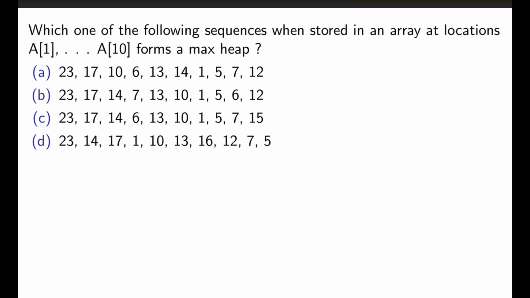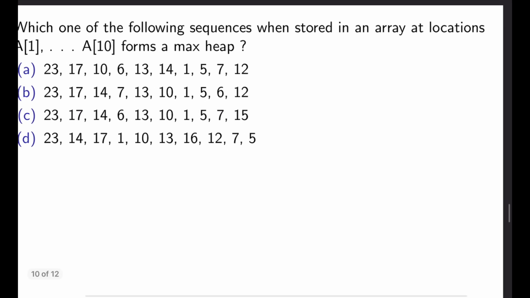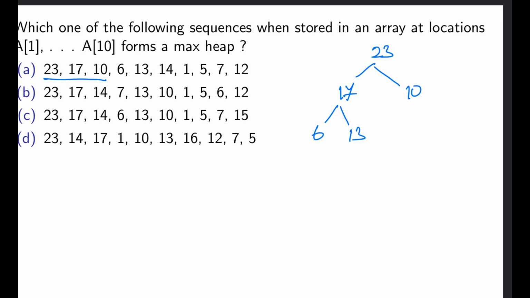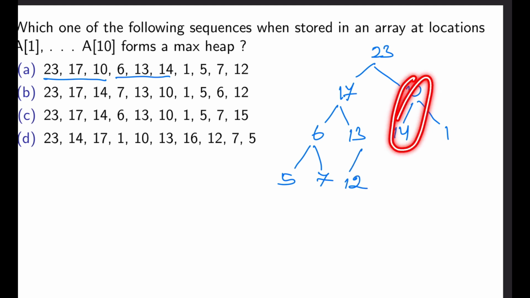First, draw this one. For option A: 23, 17, then 10, then 6, 13, 12, then 14. Here the property is already violated, but let me complete. Then 1, then 5, 7, then 12. Here you can see the property is violated for max heap, so option A is not correct.